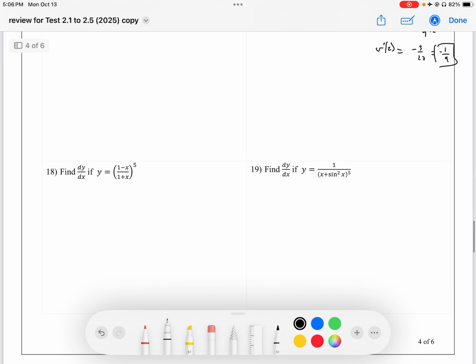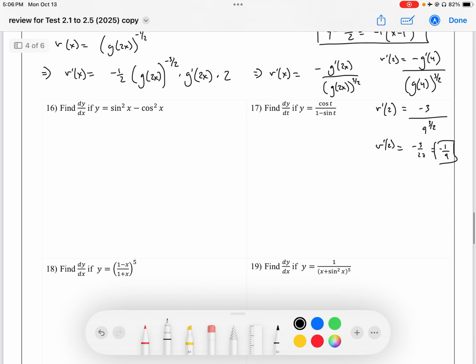All right, looks like we've got some implicit differentiation. No, we don't. These are still explicitly defined functions, so no implicit differentiation yet. Okay, friends, again, if you have a trig function like sine squared, I'd encourage you to write it as sine of x all squared minus cosine of x all squared.